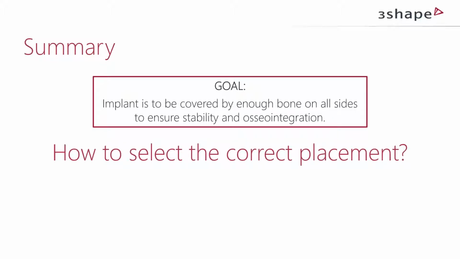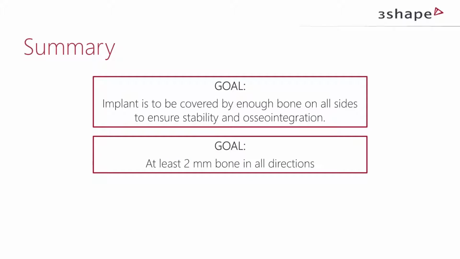The other question we talked about was how to select the correct placement of the implant. Should it be to the bone side, or more in the middle, or should I go close to the sinus or not? And again here we finalized the discussion by agreeing on at least 2 millimeter of bone in all directions. So towards the sinus or the nerve or another implant, there should always be at least 2 millimeter of bone.